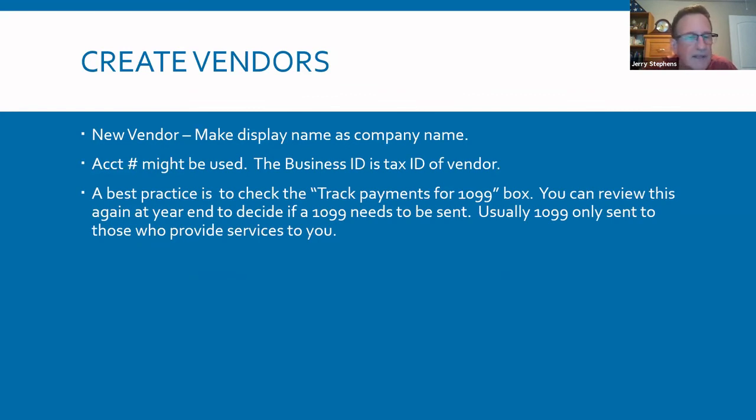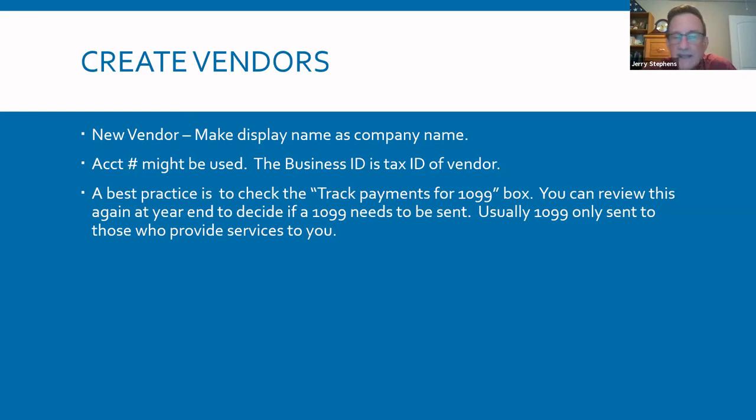On the vendor side of it, it's similar. You can create a file for each vendor as you go along if you care to do that. If you prefer to use account numbers for different vendors, you can do that too. You're obviously going to want to enter their business ID, tax ID as part of that. And again, we've talked about the 1099 before. It's generally a best practice, at least when I talk to my clients, if they're unsure, to go ahead and check the track payments for 1099 box in the vendor file.